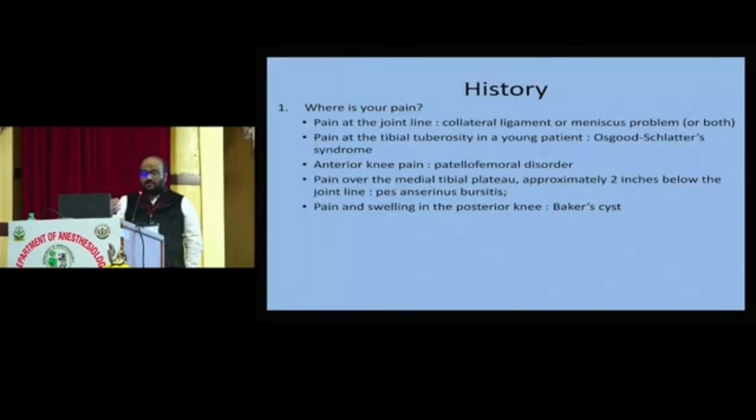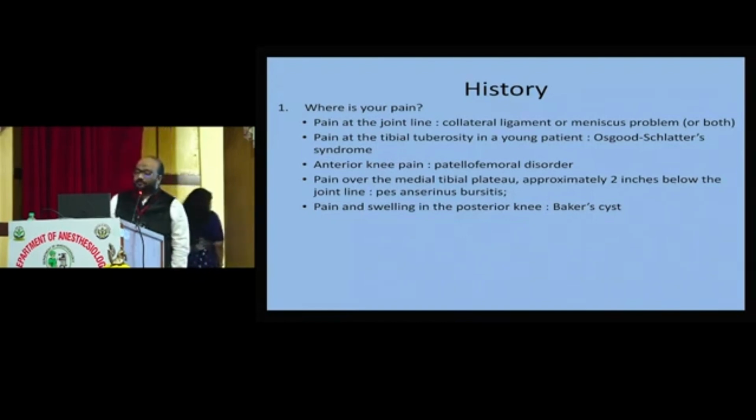So why I am asking this history is, pain at the joint line can tell me about any collateral ligament or meniscal problem. Pain at the tibial tuberosity in a young patient is a specific diagnostic point for Osgood-Schlatter's syndrome. Anterior knee pain could be patellofemoral disorder. Pain over the medial tibial plateau approximately 2 inches below the joint line is a pes anserine bursitis. I will show you in images. Pain and swelling in the posterior knee is a classic Baker's cyst.